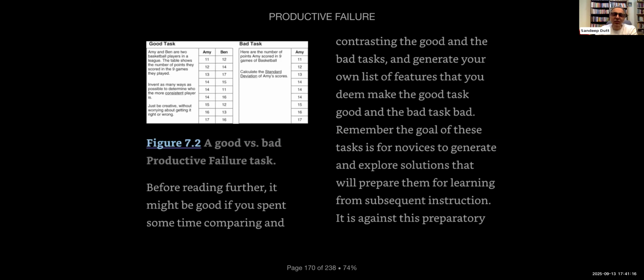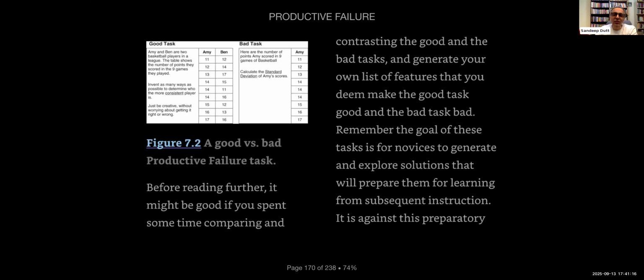Some of us have figured out what is a good task and a bad task. So let's go on. Before reading further, it might be good if you spend some time comparing and contrasting the good and the bad tasks and generate your own list of features that you deem make good task good and bad task bad.